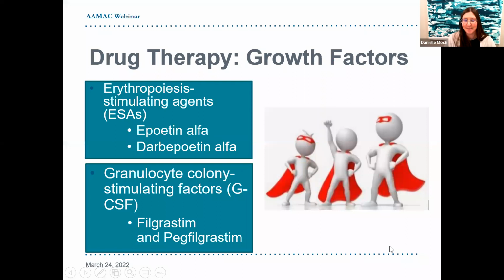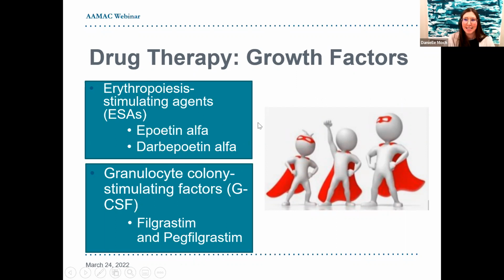I love this picture. I do. This is what I think of when I think of growth factors. So there are a couple different types of growth factors. There are growth factors that will help stimulate the bone marrow to make more red blood cells. And there are growth factors that will help stimulate your white blood cells to help fight infection.